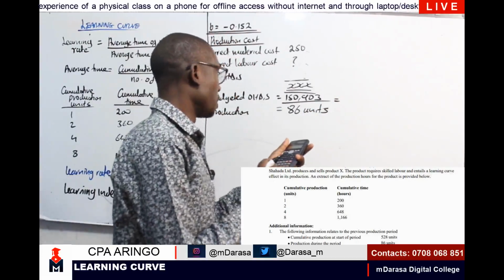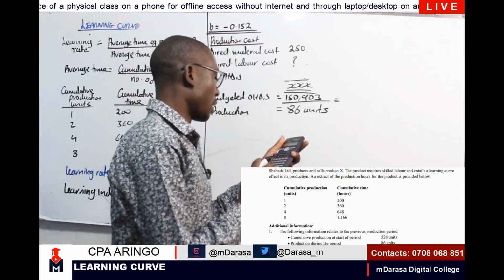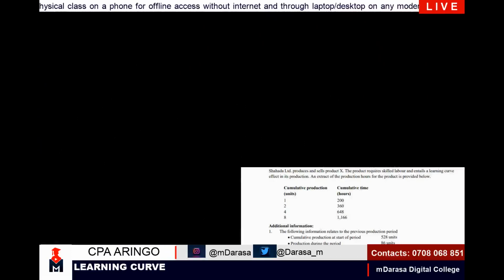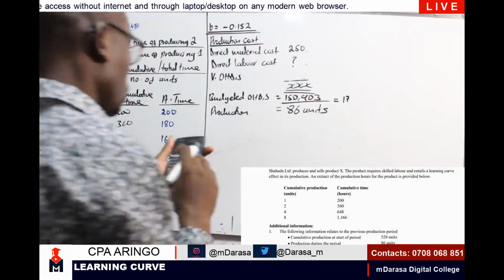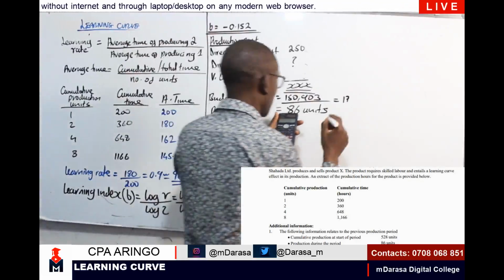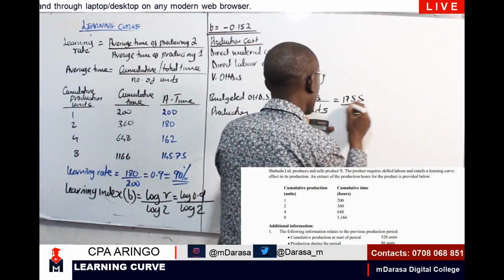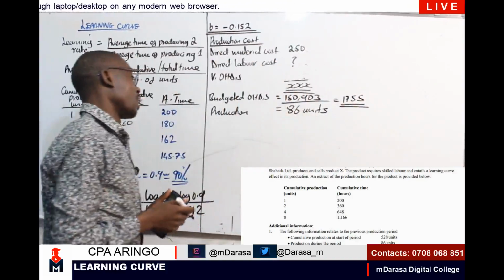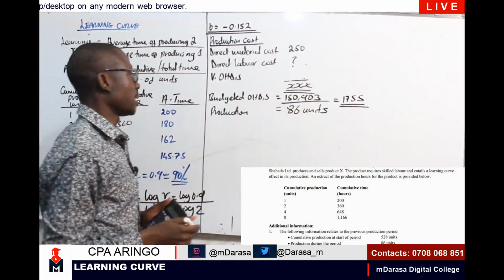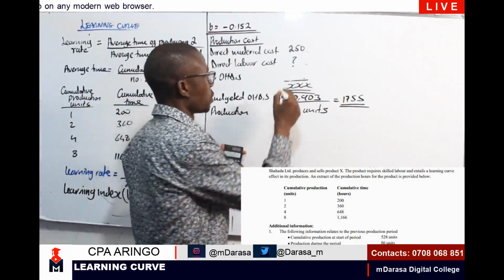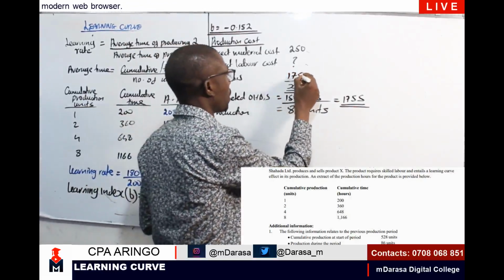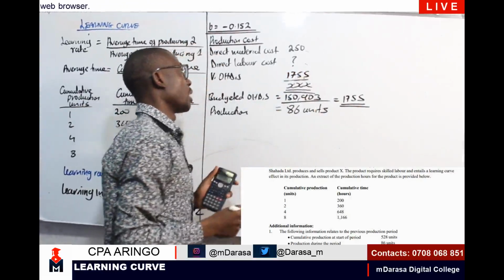150,903. We divide by 86 units to give us, my good students, a figure of how much? 1754.6. So allow me to take 1755. 1755 would be our budgeted overhead cost per unit. So I'm having 1755. So what don't we have?